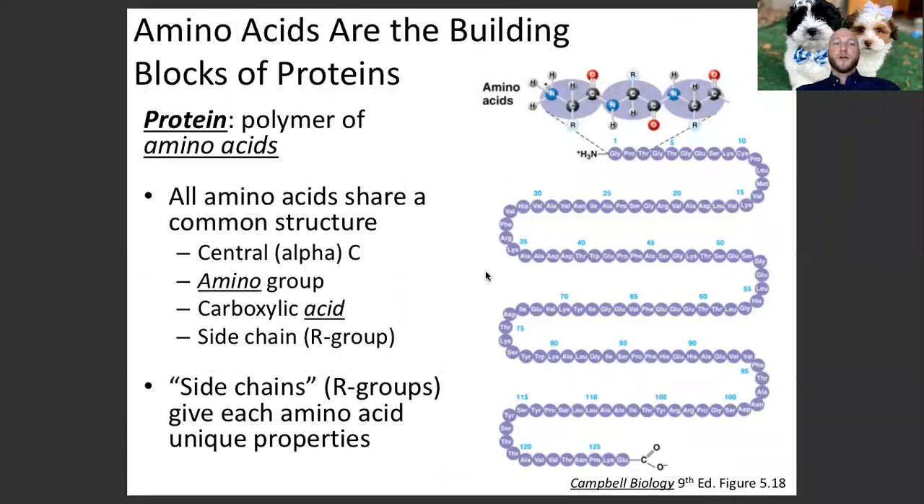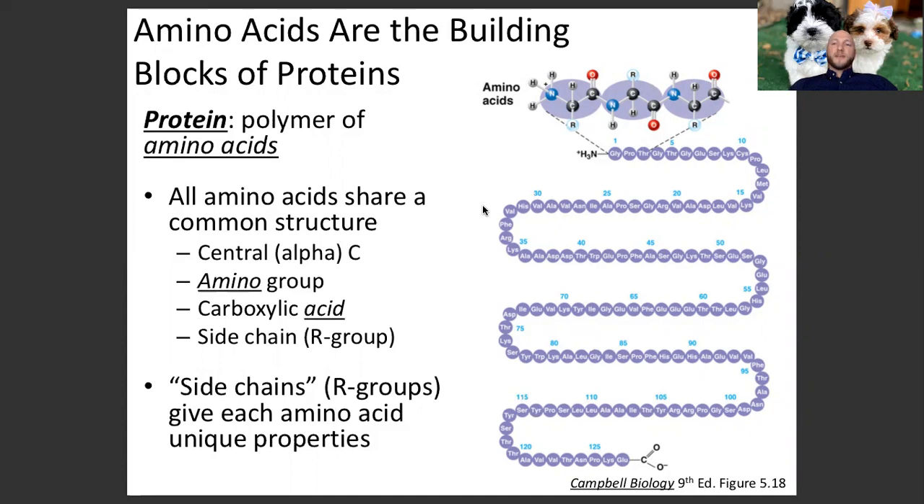A little review. Proteins are polymers. Polymers are molecules that are made up of many small building blocks. Each one of those individual building blocks is called a monomer. The monomer for proteins are amino acids. Amino acids are the building blocks of proteins. You connect a bunch of amino acids together and you produce a protein.